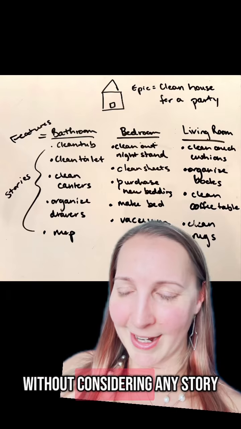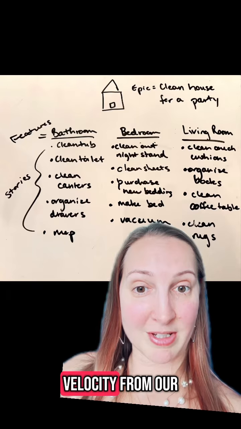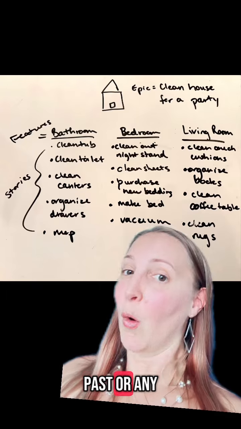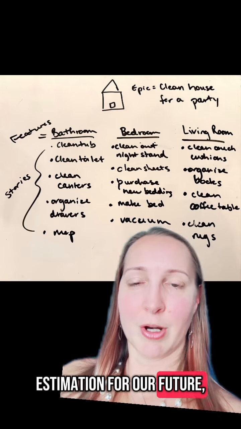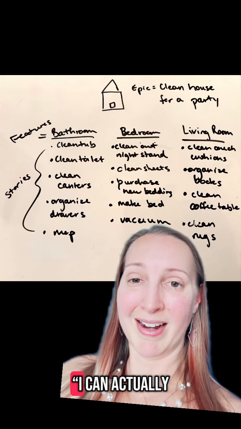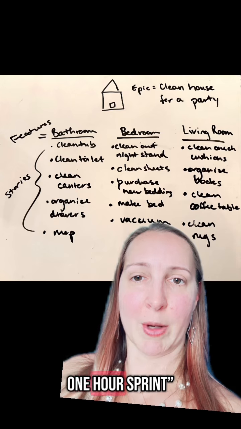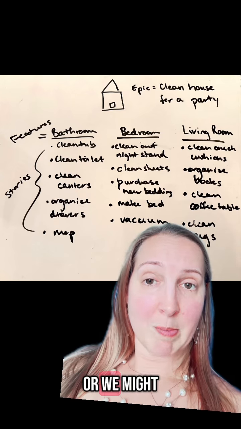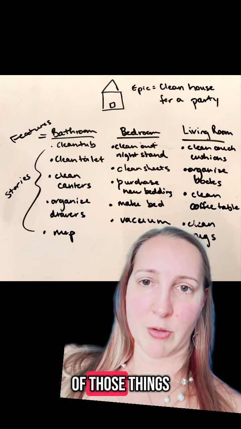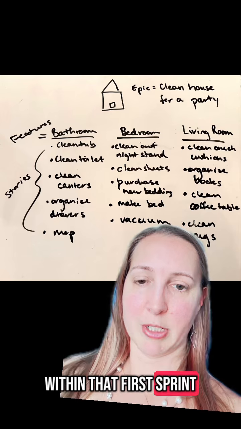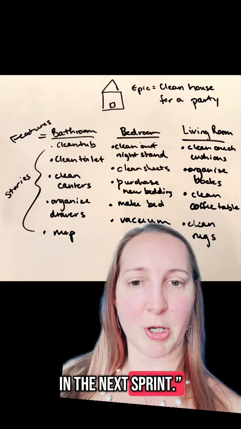Without considering any story point velocity from our past or any estimation for our future, somebody might be able to look at this and go, I can actually clean the whole bathroom within a 1 hour sprint. Or we might say, no, I can only do half of those things within that first sprint, and I'll finish up the rest in the next sprint.